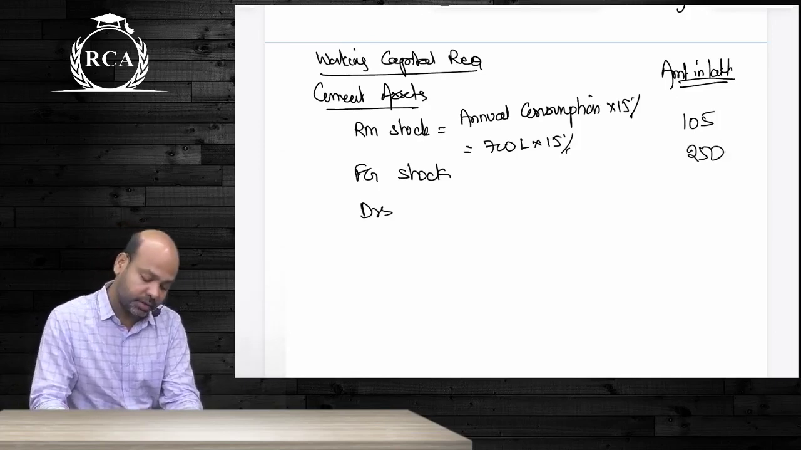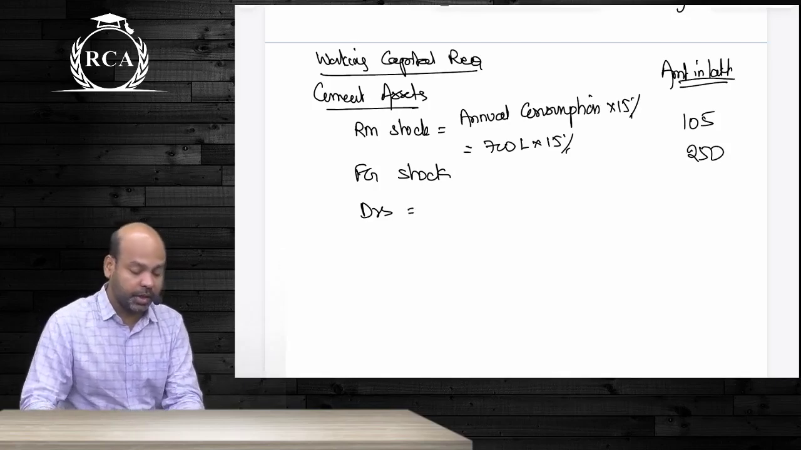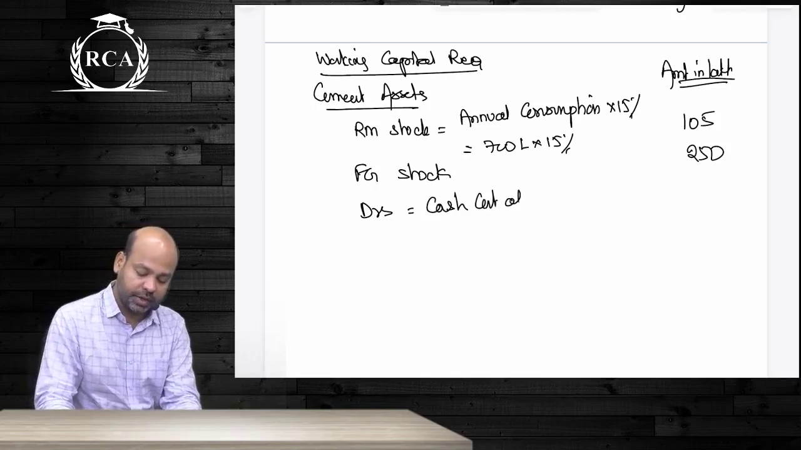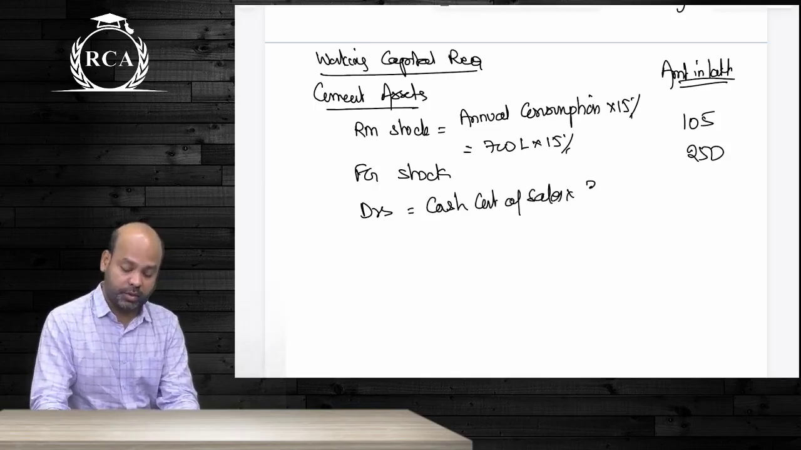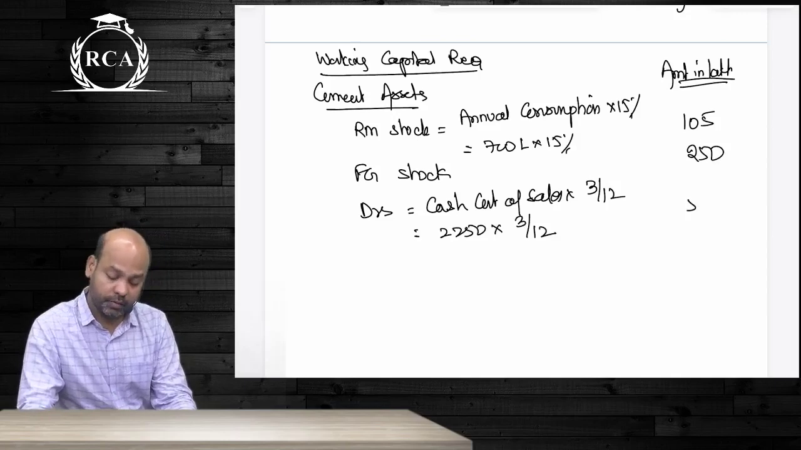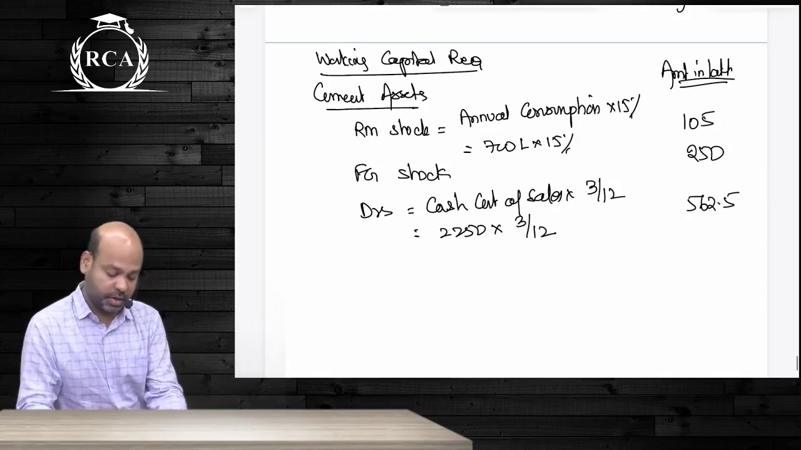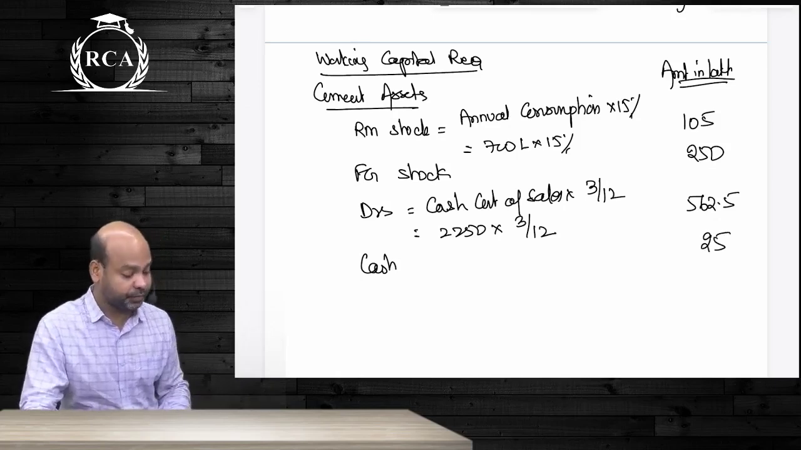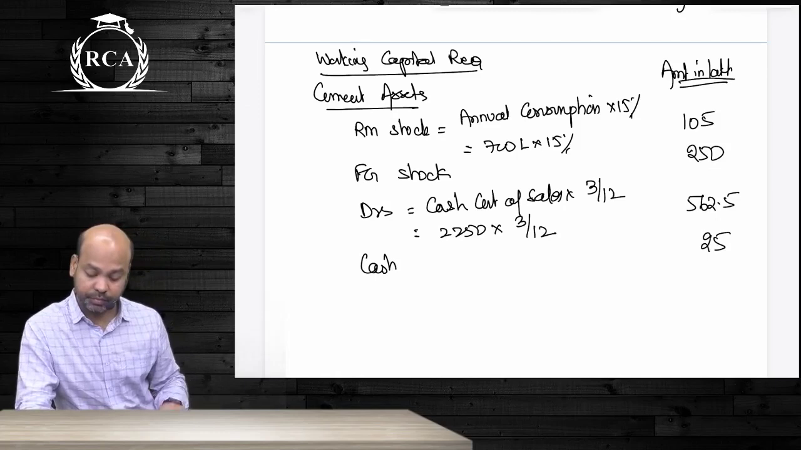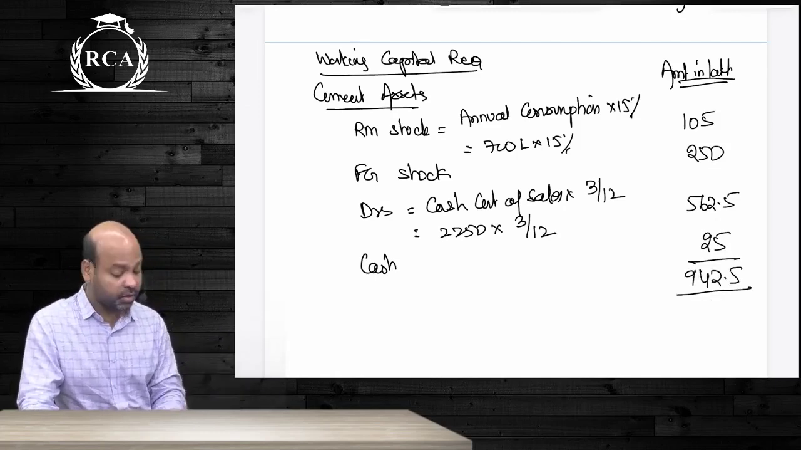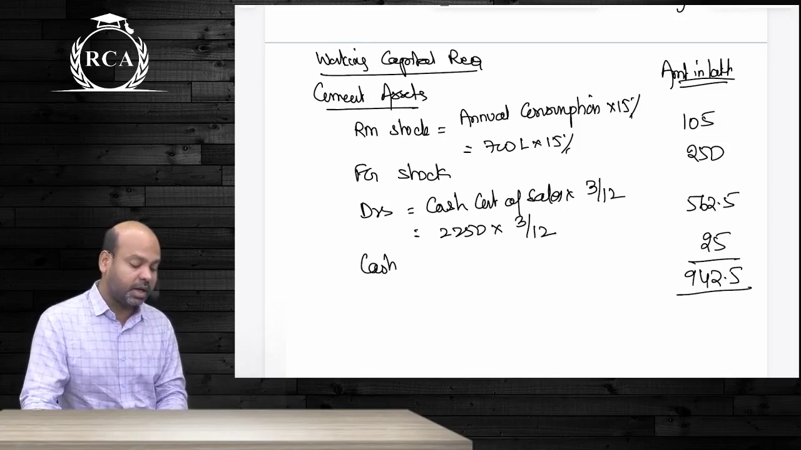Next debtors. Debtors को credit period कितना दे रहे बेटा अपन? So this will be cash cost of sales guys into 3/12. Cash cost of sales is 2250 multiplied by 3 by 12. 562.5. Cash balance that we would want to maintain is 25 lakhs. एक बार ऐड कर बेटा यहाँ तक. 942.5. This is the answer to the second bit, guys. Second bit says estimated current assets requirement.